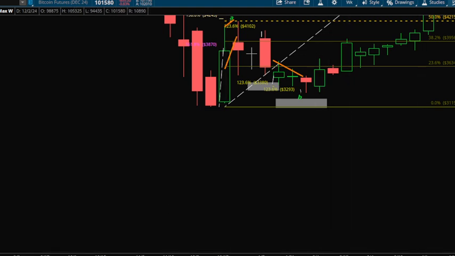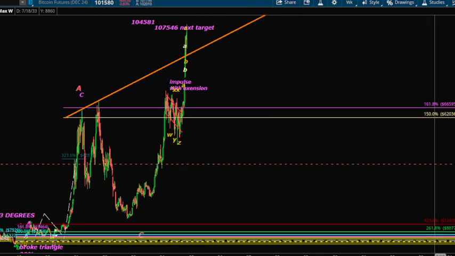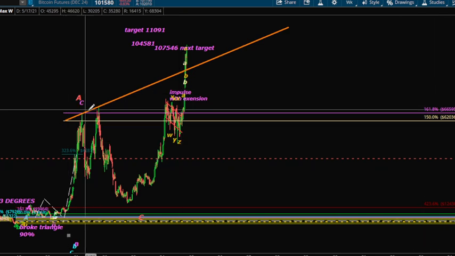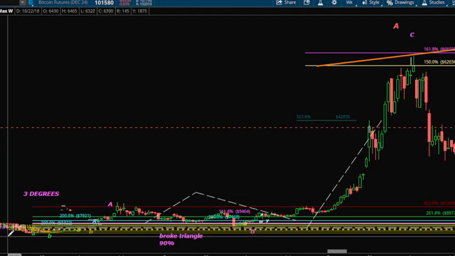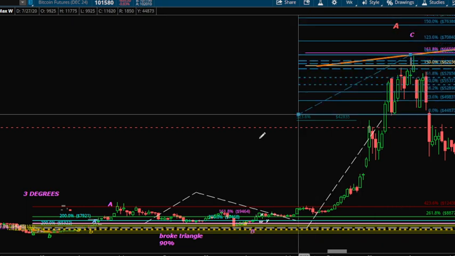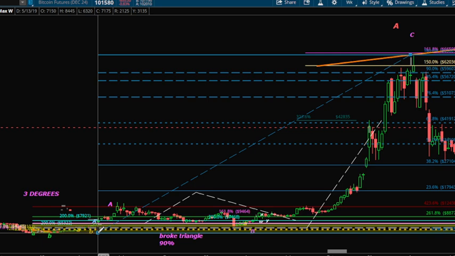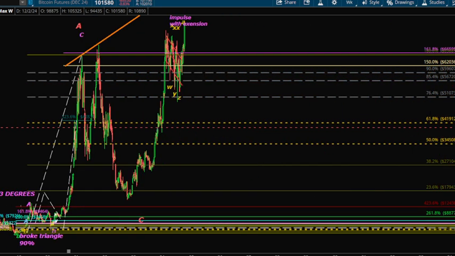Remember that, 31.31. Okay, so we're going to measure the top of A and put it down here at 31.31. There's 31.35. That's pretty close. Zoom out, see what that gives us.